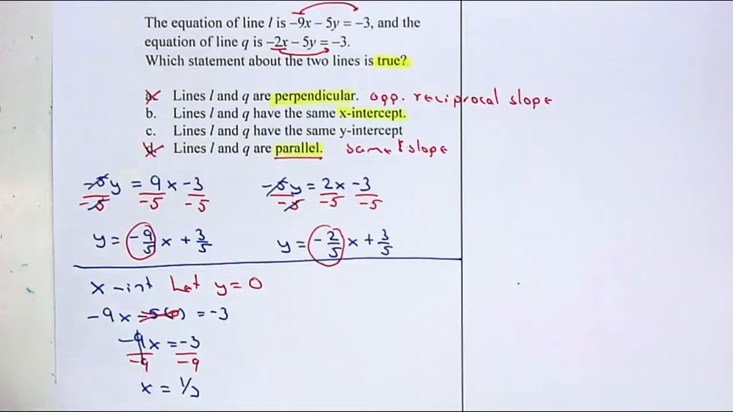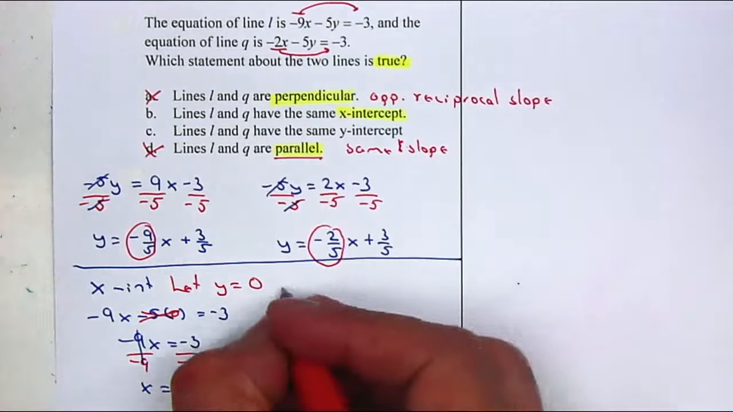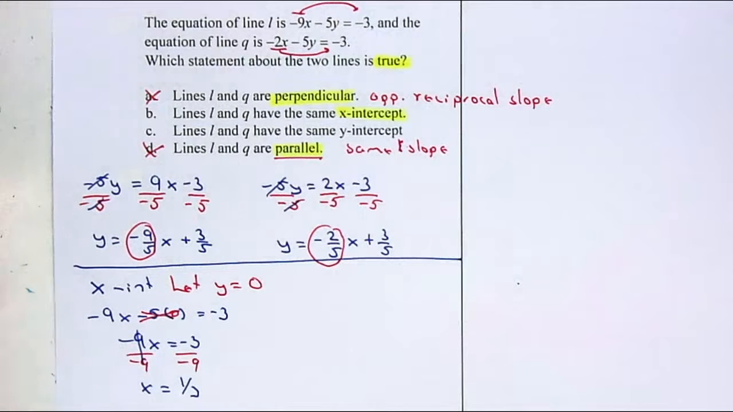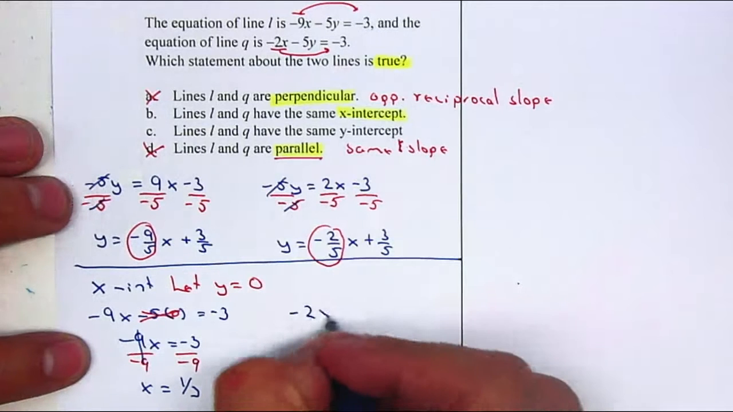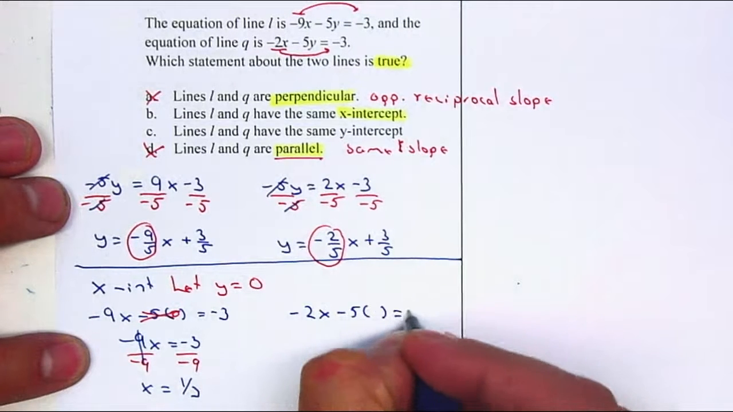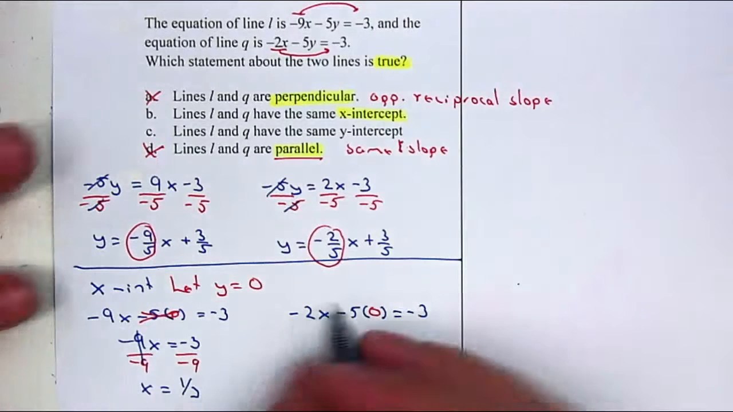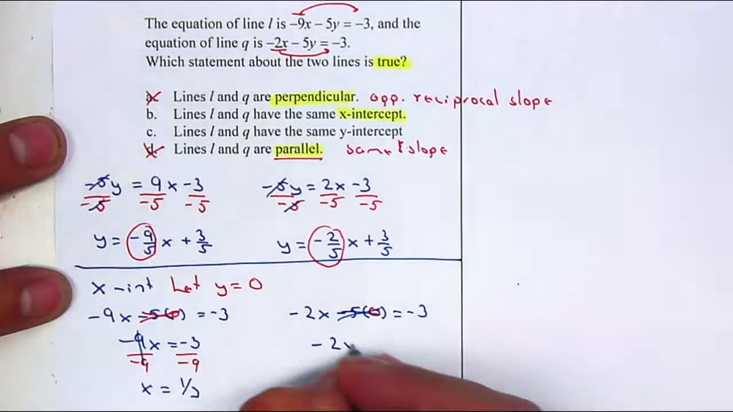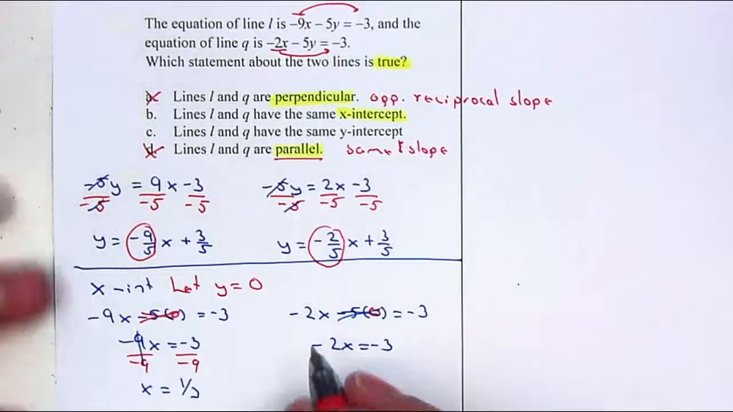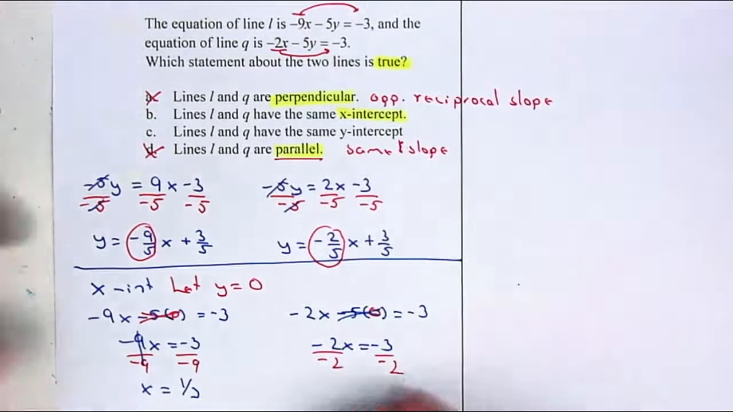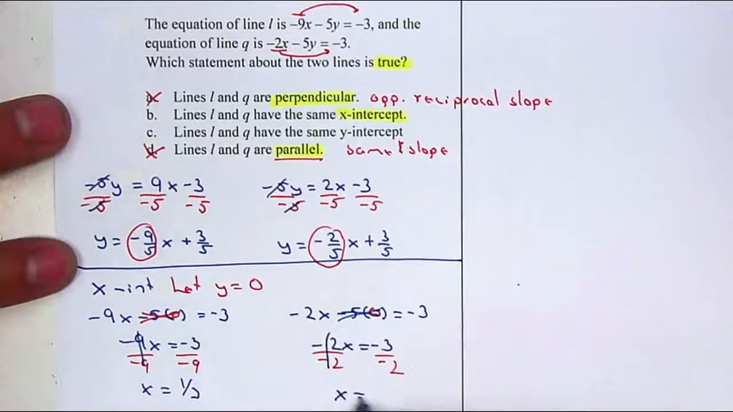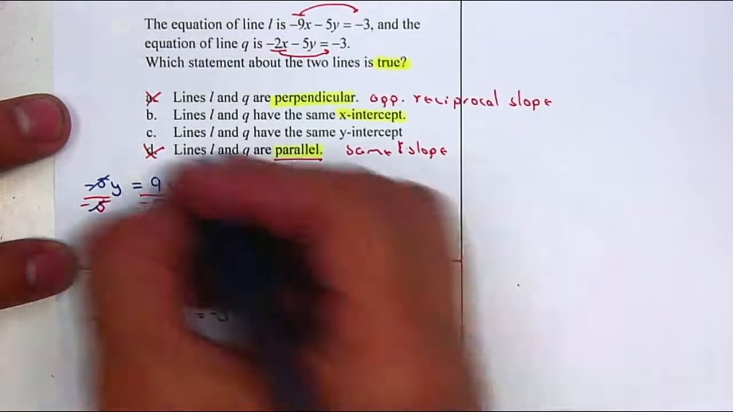We are going to do the same thing with the other problem. Find the x-intercept. We're going to let y equal to 0. Negative 2x minus 5y is equal to negative 3. And we're going to plug in a 0 for the y. This cancels, so we have negative 2x equal to negative 3. Divide by negative 2. That cancels, so x is equal to positive 3 over 2. Are they the same? No.